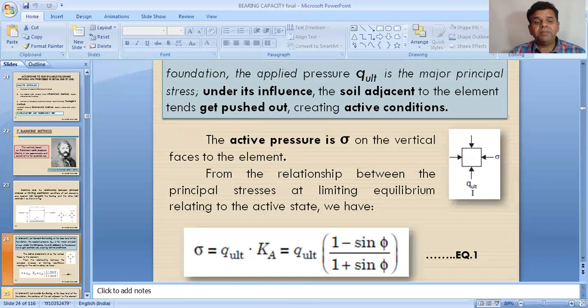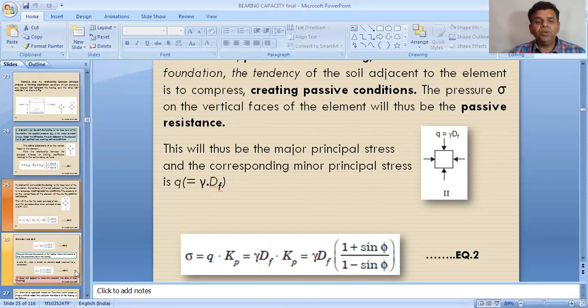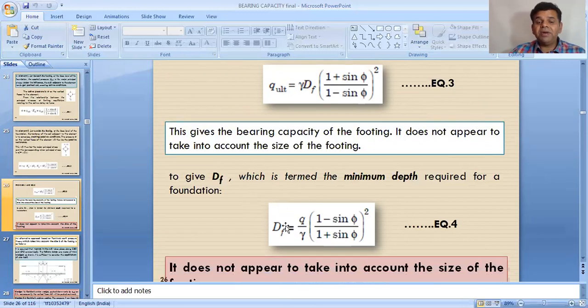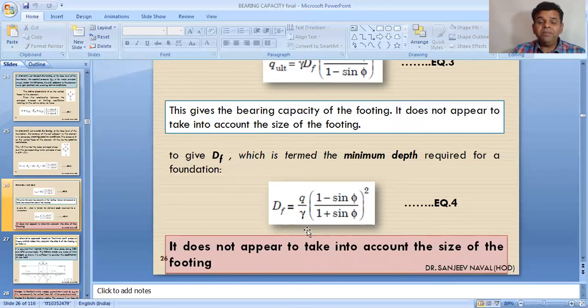And we have come up with the final value, that if you try to analyze according to the major principal stress or minor principal stress theory, the depth of foundation can be calculated according to Df is equal to q upon gamma, into (1 minus sin phi upon 1 plus sin phi) whole square. You'll be surprised to know that it does not take into consideration the size of the footing. In fact, when we discuss the bearing capacity, as I've told you earlier, the size does affect the bearing capacity of the foundation.